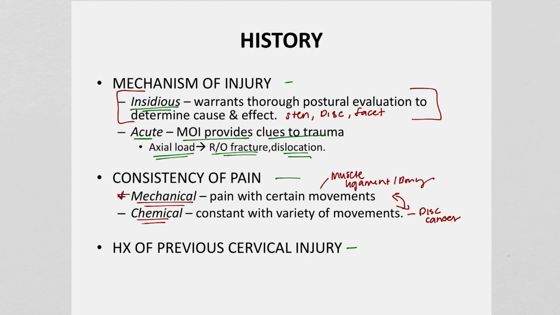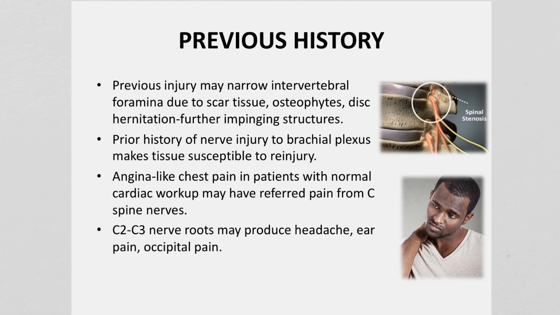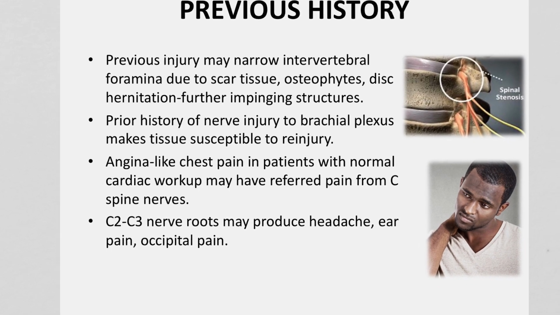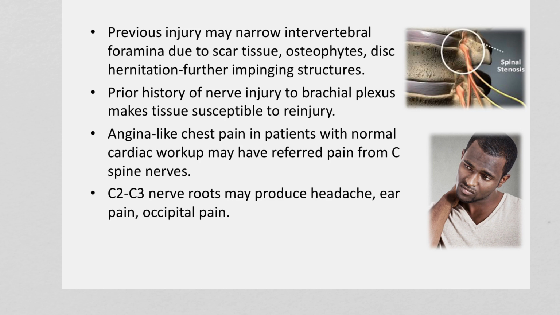And then finally, I want to spend a little bit more time on history of previous cervical injury. So I'm going to skip a slide and go here. In the previous history, what we really want to be looking for are previous traumas to the cervical spine. So if they had previous, let's say, axial load to the cervical spine, what we typically see, if there's a lot of loading on the cervical spine vertebrae, is that oftentimes the intervertebral foramen may start to narrow because scar tissue starts to develop because there's been so many repeated blows to the cervical spine.